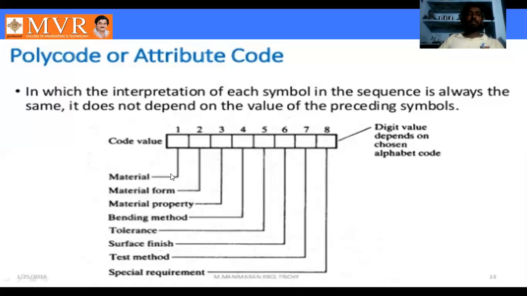The first one is material, the second one is material form, the third one is material property, the fourth one is bending method, the fifth one is tolerance, the sixth one is surface finish, then test method and special requirements. These codes are used for manufacturing. So it is the polycode and active roots code.